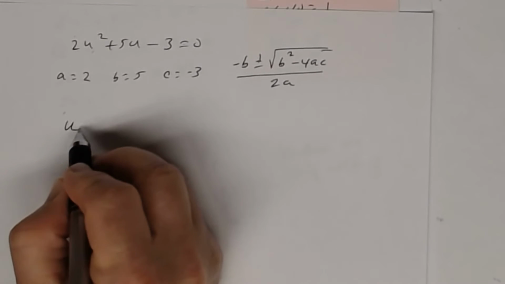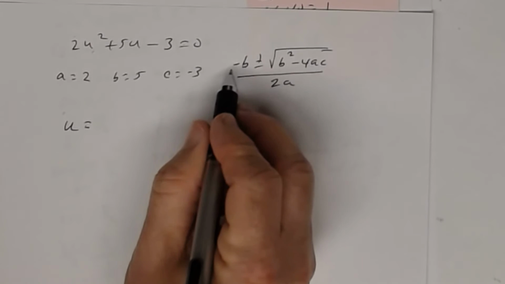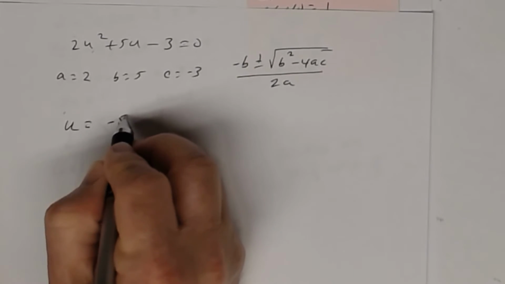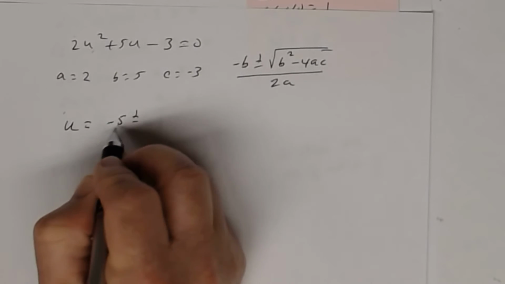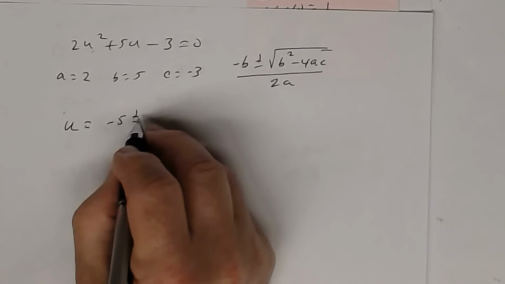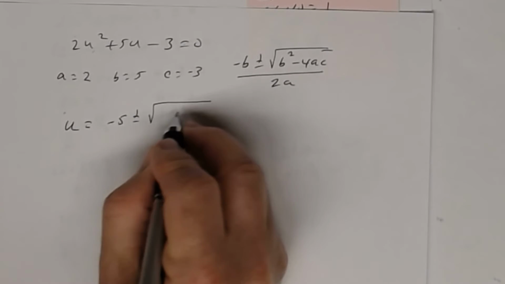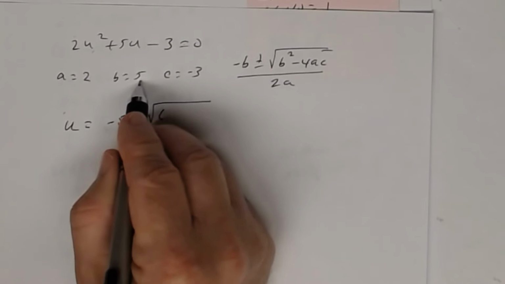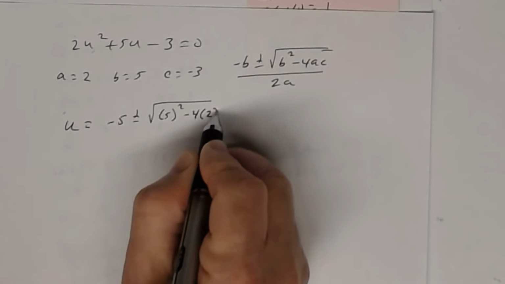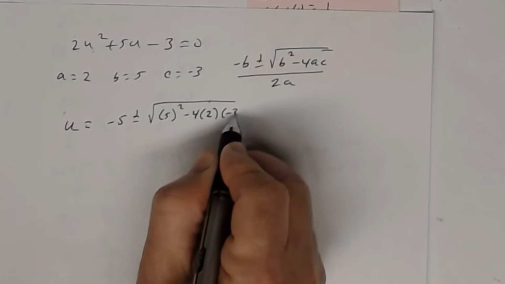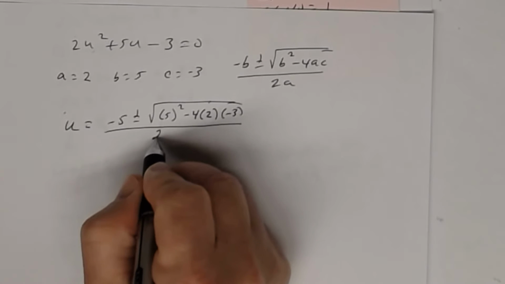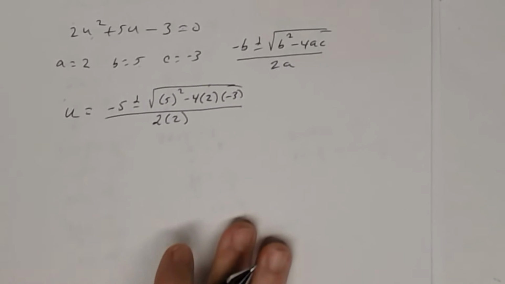So you've got to say u equals the opposite of b. Well, b is 5. The opposite of 5 is negative 5. Some of you, if you're not careful, are going to put this as a 5 and you get some wrong values here. So negative 5 plus or minus the square root of b, which is 5, and I'm squaring that, minus 4 times a, which is 2, times c, which is negative 3. All of this is being divided by 2 times a, so 2 times 2.